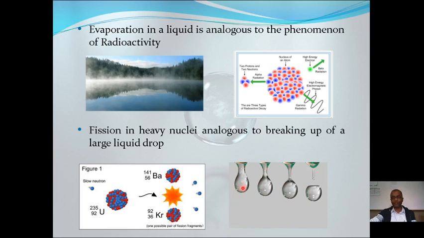Similarly, if you see a liquid drop, these days it's raining. If you see the drops hanging on a bar, as the rain falls, the drop keeps on increasing its size. Beyond a limit, what happens? The liquid drop breaks up into two parts. One part goes down, the other part remains. The other way around, if I take a big liquid drop and disturb it, it will break up into two parts. So this breaking up of a liquid drop can be compared to the process of fission exhibited by heavier nuclei.